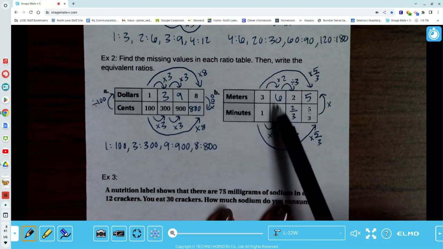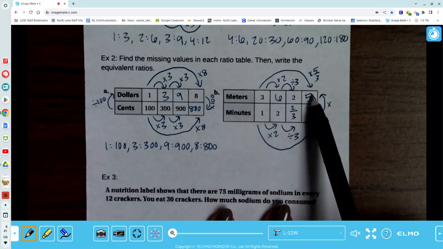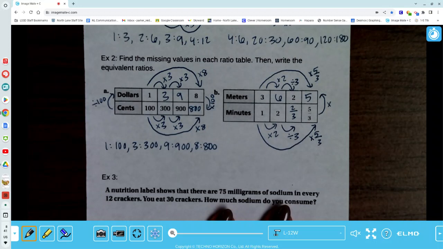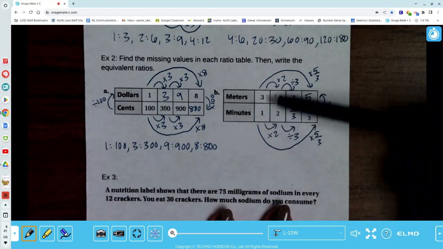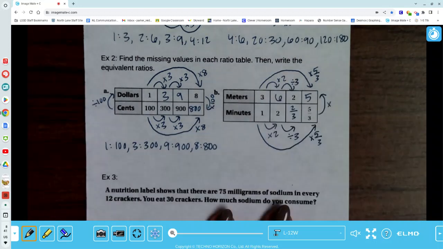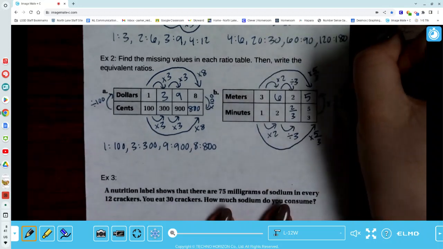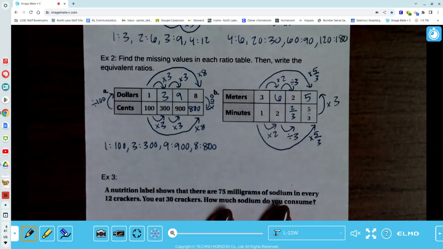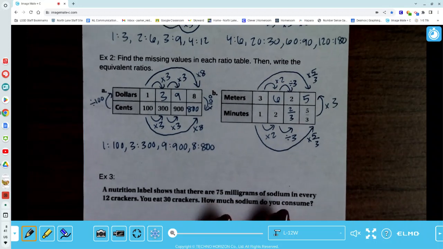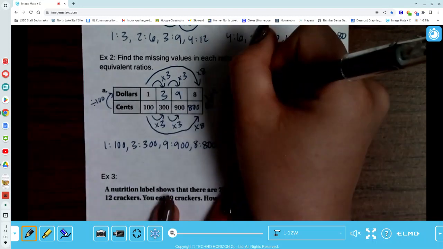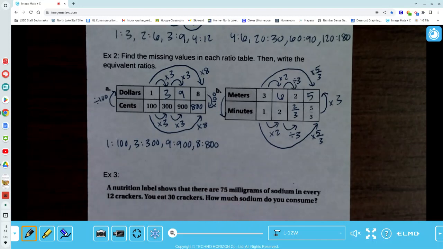1 to 3, 2 to 6, 2/3 to 2, 5/3 to 5. What was getting multiplied by each number on the bottom? What were we multiplying it by to go up to the top? Hudson? 1 times 3 is 3. 2 times 3 is 6. 2/3 times 3 is 2. 5/3 times 3 is 5. That means if we wanted to go from top to bottom, what was happening? Bottom to top, we were multiplying by 3.